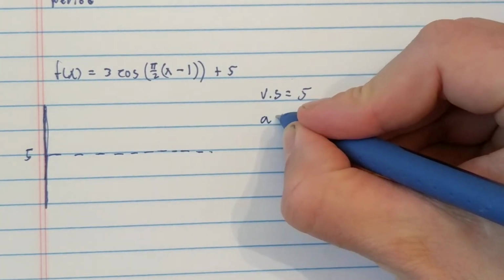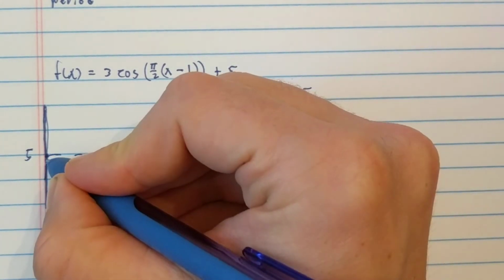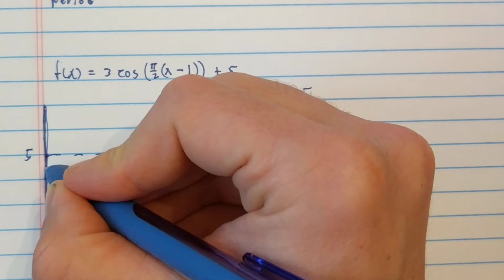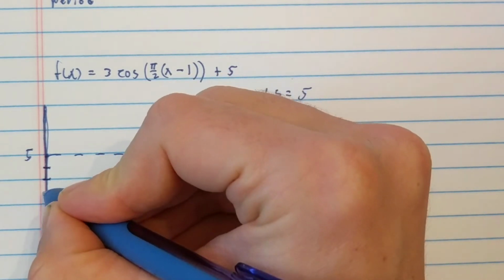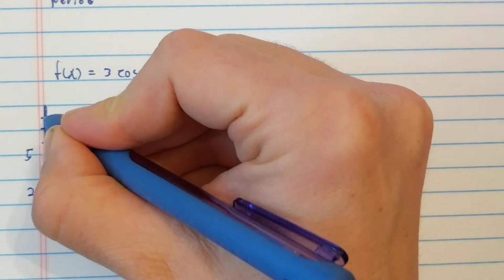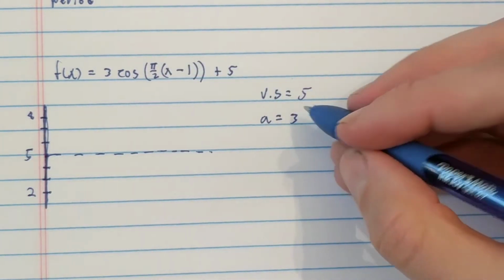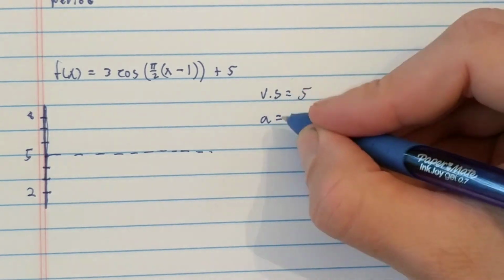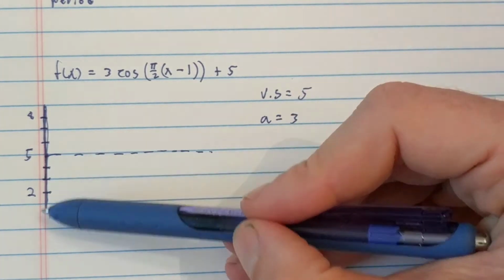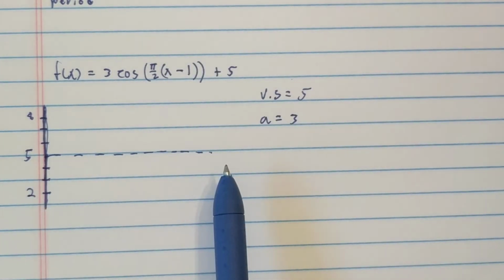Then let's look at our amplitude, which is 3. This means that from 5, we're going to go down 3. So 1, 2, 3. This is going to give us 2. But we're also going to go up 3, which gets us to 8. All right. So that's the vertical shift and amplitude. The vertical shift and amplitude basically tells you what your vertical axis is. Now let's figure out what our horizontal axis is.